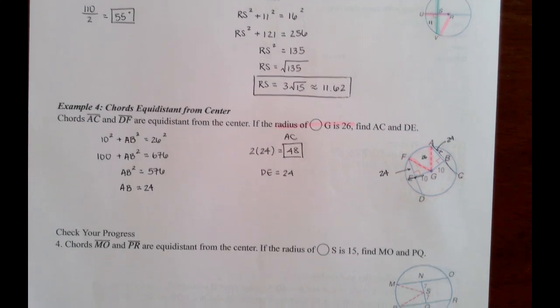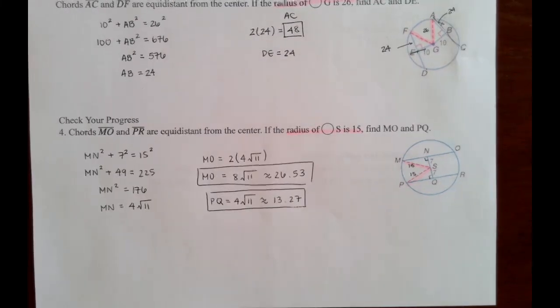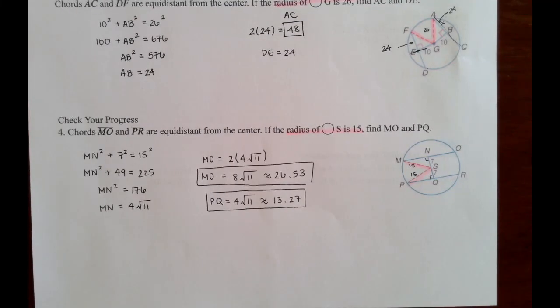Okay, so why don't you try CYP4, and then once you're done, come check your answer. Okay, you should have gotten that MO is 8 square root of 11, which is approximately 26.53. And PQ is 4 square root of 11, which is approximately 13.27. If you got that right, you can get started on your homework. If not, here is your explanation.